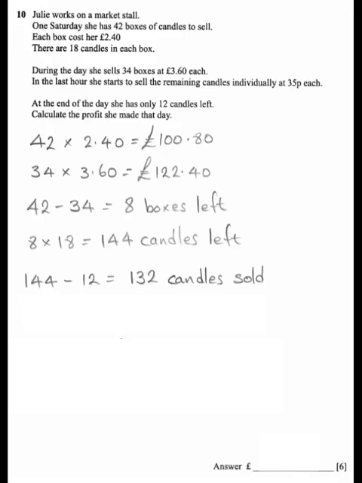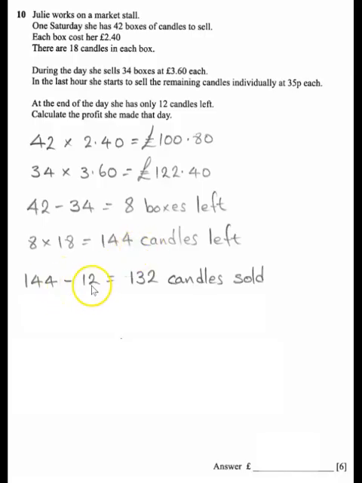The next calculation is, I've done 8 multiplied by 18. So we know there's 8 boxes left. Now you can see in this line here, there are 18 candles in each box. So you want to find out the total amount of candles she has, because in the last hour she starts to sell the remaining candles individually. So this is what we're doing here. So 8 multiplied by 18 means that out of those 8 boxes she's got 144 candles left.